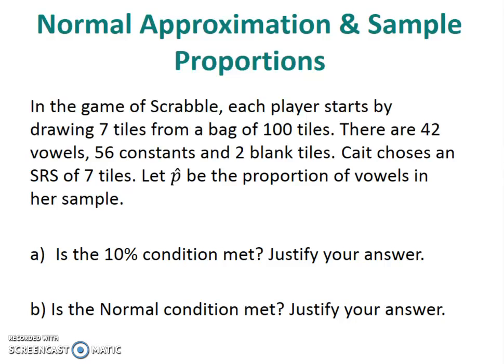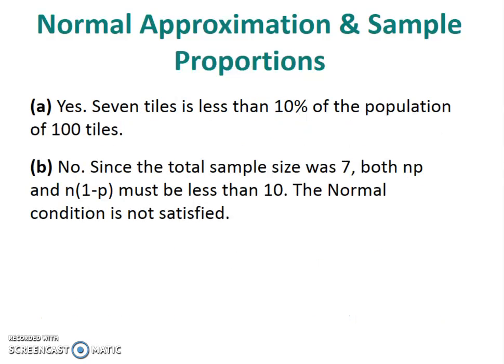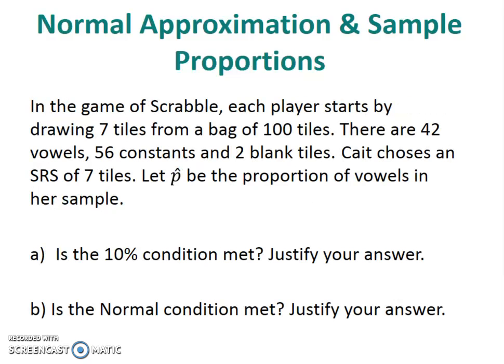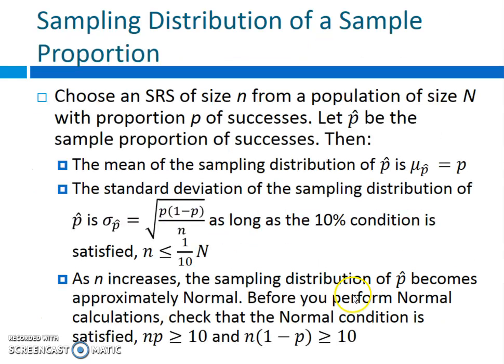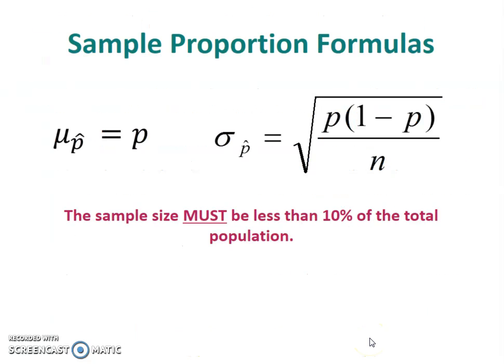Is the 10% condition met? Yes, it is. 7 is less than 10% of the population of 100 tiles. Is the normal condition met? Going back, we have to check these two calculations to see if it is approximately a normal distribution.